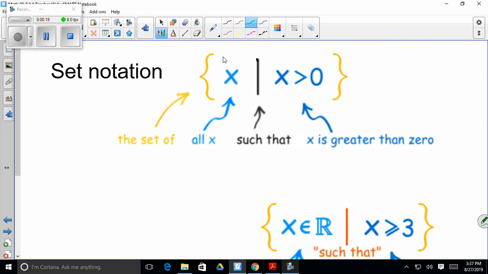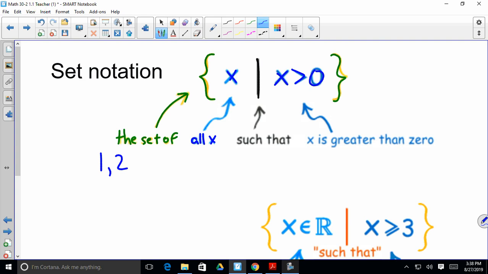So, curly brackets, we're talking set notation. The set of all x such that x is greater than 0. Now, that's kind of a sucky way to write it, but what I'm saying is all numbers greater than 0. That's natural numbers. 1, 2, 3, 4, going on like that.